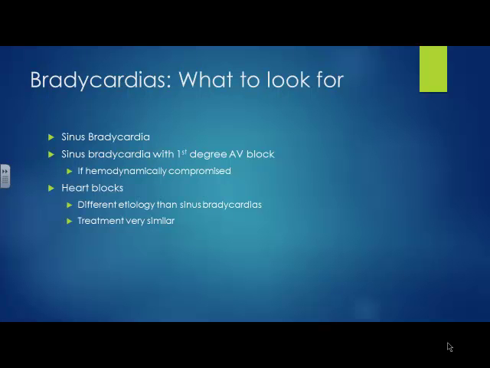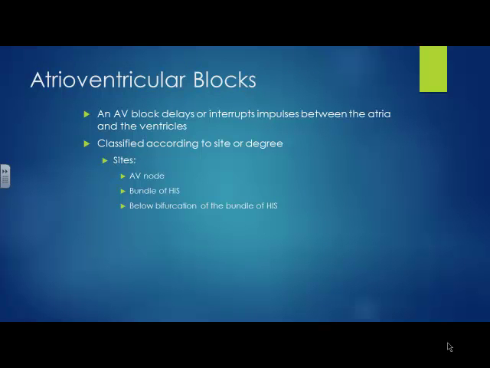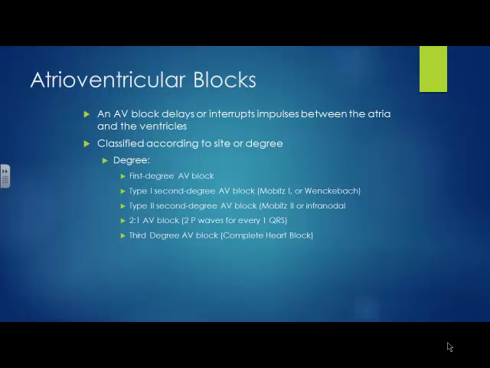If they're hemodynamically compromised, you can almost bet it's not the first degree heart block that's causing the compromise, it's the bradycardia. What about your heart blocks? Well, you've got your second degree type 1 for your Wenckebach, your second degree type 2, and your complete heart block or your third degree heart block, all right? The main blocks we're talking about right now are at the AV node: second degree, type 1, type 2.